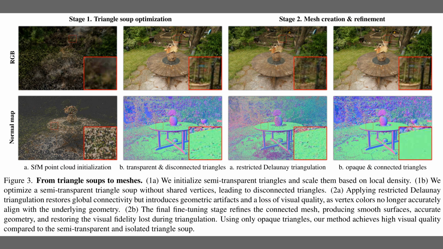Alright, Figure 3 walks through how the method turns a messy triangle soup into a clean, connected mesh. The top row shows the RGB appearance, while the bottom row shows the corresponding normal maps that reveal surface geometry. The left column starts from a noisy Structure from Motion point cloud with semi-transparent, disconnected triangles. The middle column applies restricted Delaunay triangulation, which reconnects triangles but clearly introduces geometric and color artifacts. The right column presents the refined opaque mesh, where surfaces become smooth, details return, and normals look far more consistent across the table and background.